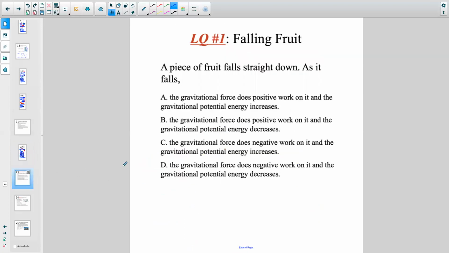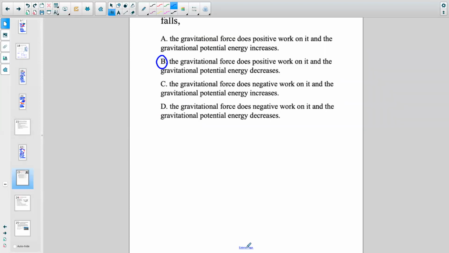So let's take a look at this example. A piece of fruit falls straight down. As it falls, the gravitational force does positive work on it, and the gravitational potential energy increases, which I don't think so. Let's take a look at B, and the answer is B, if I am not mistaken. The gravitational force does positive work. We know it. Let's see if it's true.